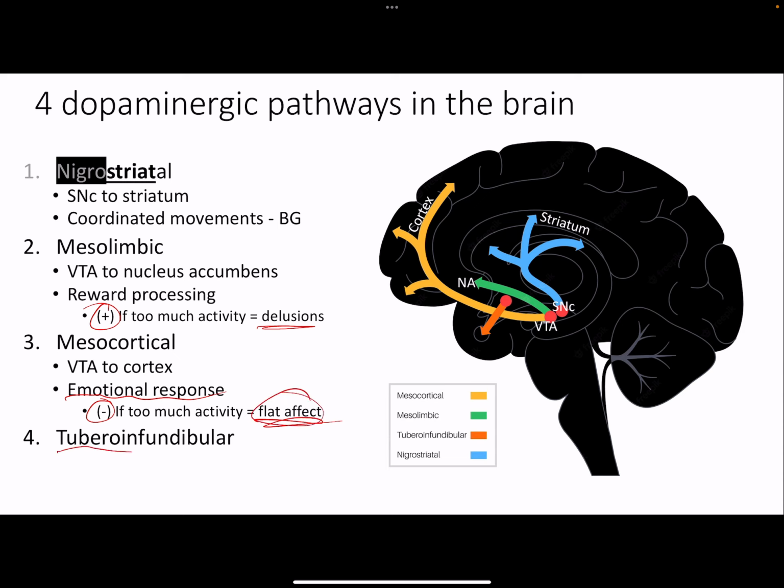And the tuberoinfundibular. So we have an infundibular stalk for the pituitary system, and so that kind of is a hint. This is the hypothalamus to the pituitary. And this is going to be, it's weird, dopamine plays a role in inhibiting prolactin, which plays a role in lactation.